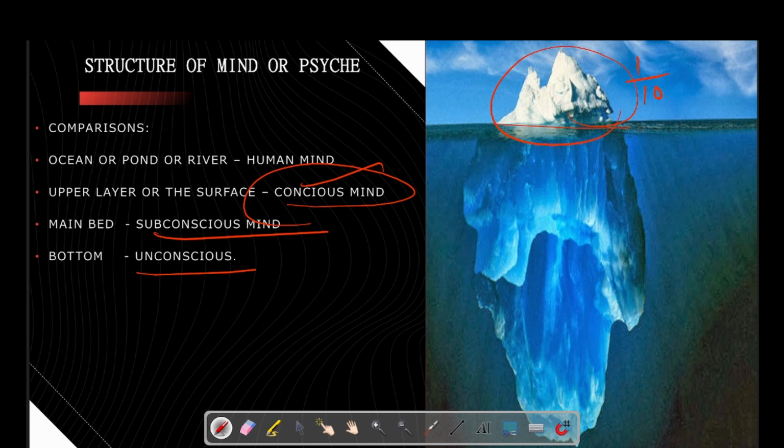And the layer just beneath the conscious layer is the subconscious mind. Actually, it acts as a bridge between the conscious and unconscious layers. It stores all the information, all the experiences, all the knowledge that you have gained from your childhood, whatever skills you have learned, whatever knowledge you have gained, whatever experiences you have had. All these things are stored in the subconscious mind.